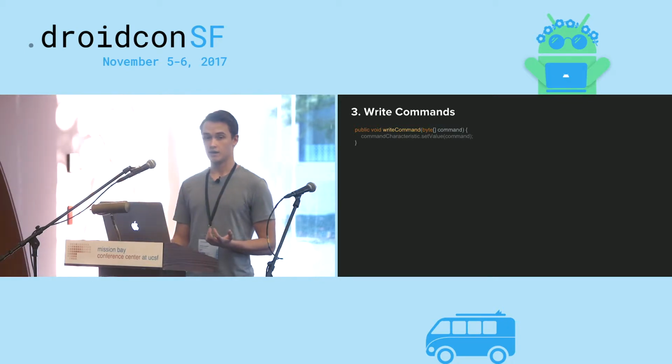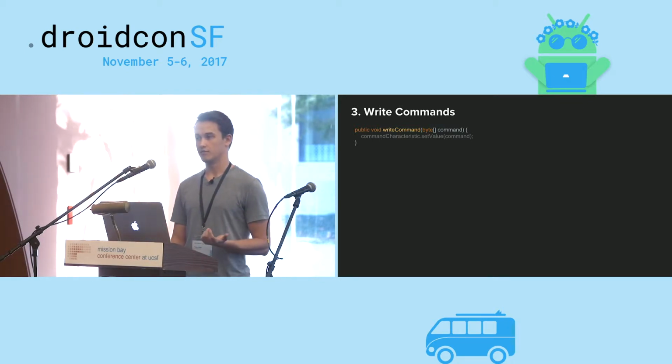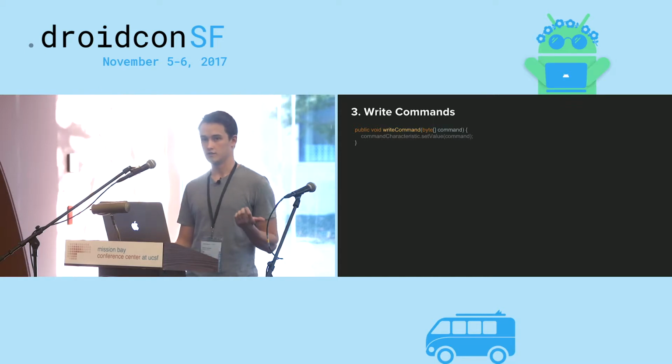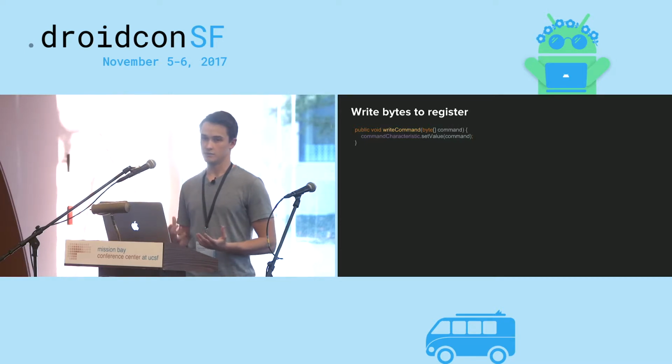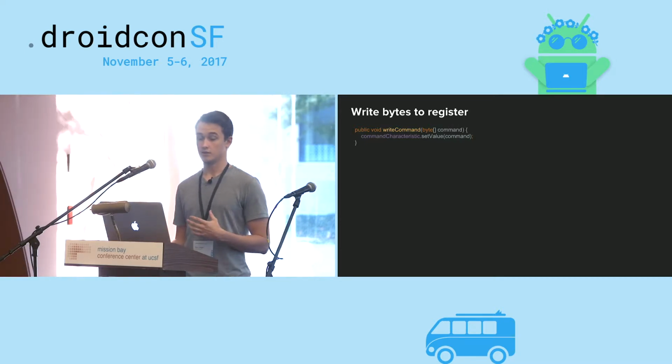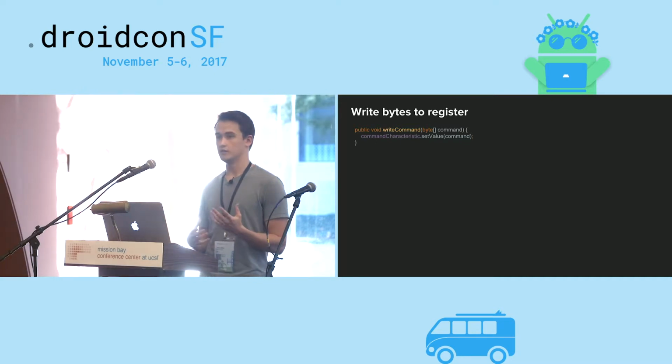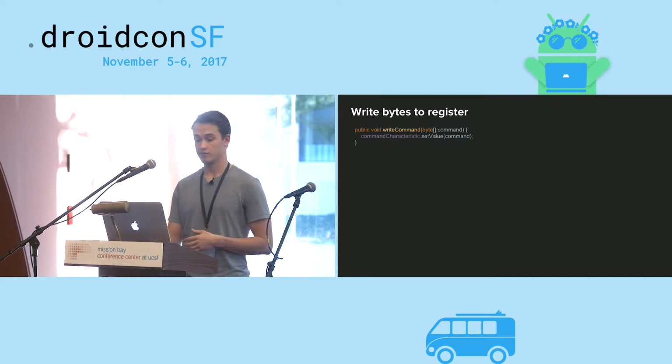And the next step is writing commands. The commands are in the format that I mentioned before. It's just a series of bytes that starts with an opcode and arguments. You take that command and write it to a characteristic, which can be conceptualized as a register on the amp. So we're just writing these commands to a register that the amp reads from.